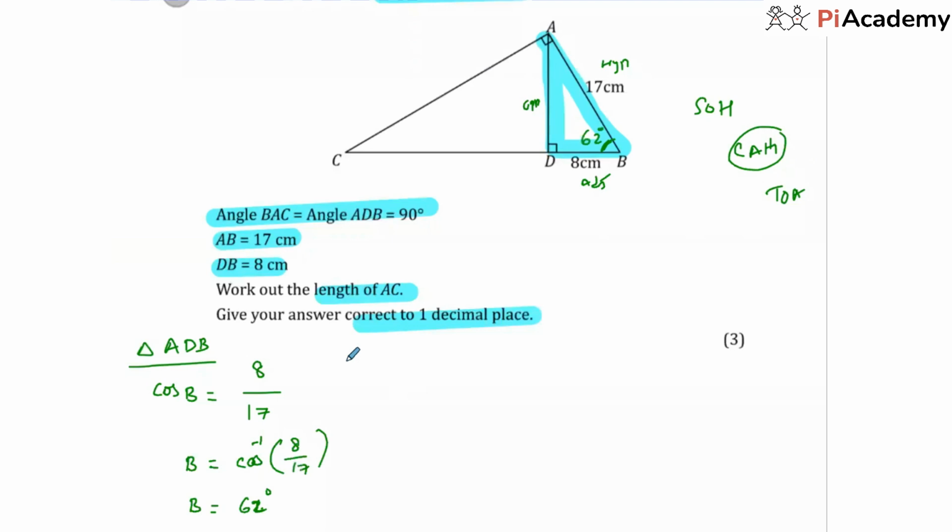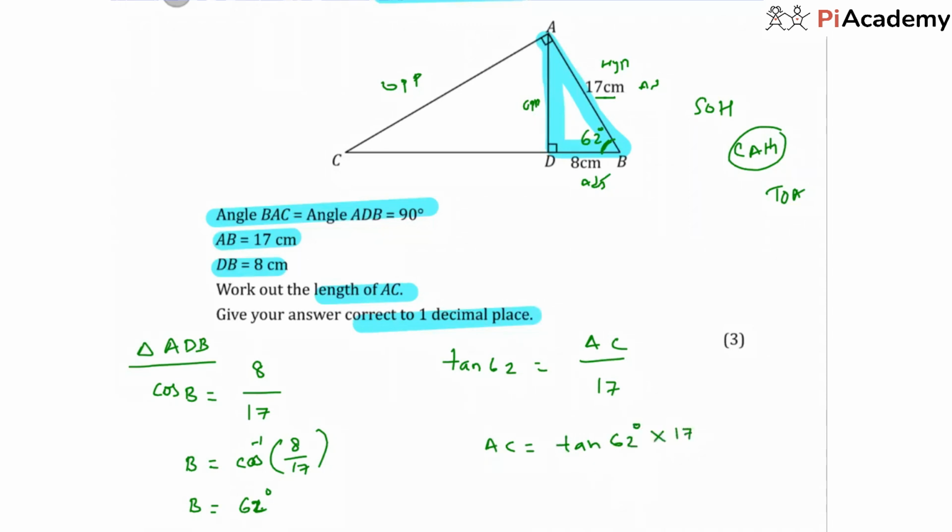Now come to the entire ABC triangle. This is 62 degrees. You already know this 17 centimeters, and you know that DB is 8 centimeters. So let's apply tan here. Tan 62 degrees is equal to AC, since you're asked to find length AC. AC is the opposite side, and this is the adjacent side. The longest side will be the hypotenuse. So AC by 17, so AC is equal to tan 62 degrees times 17.